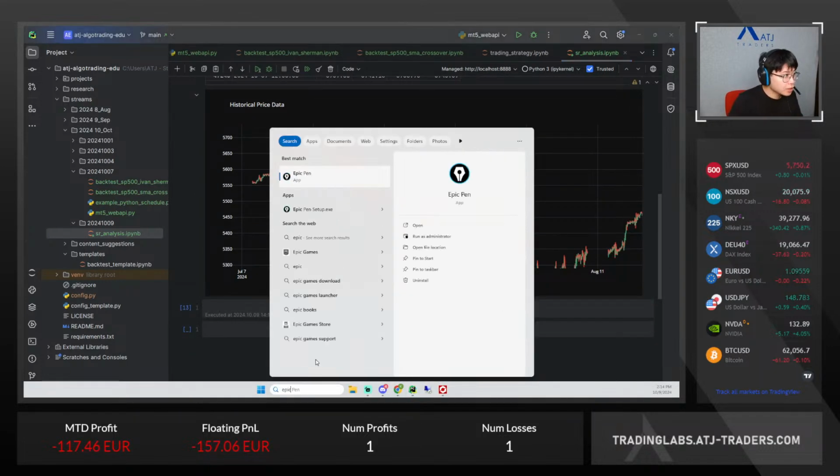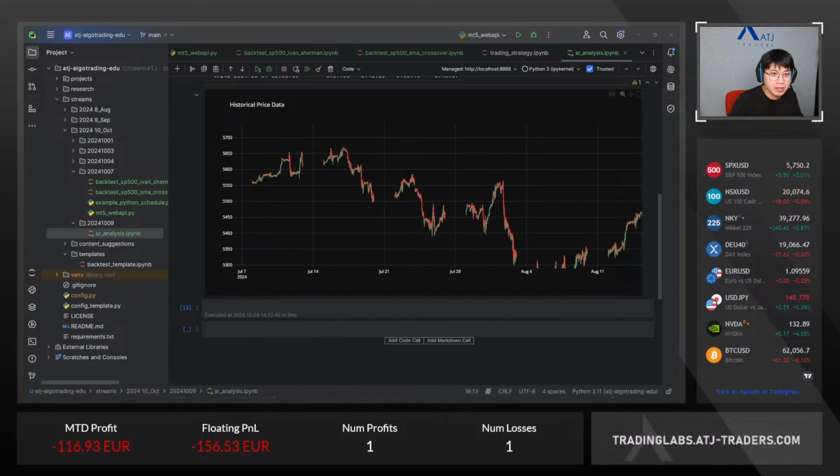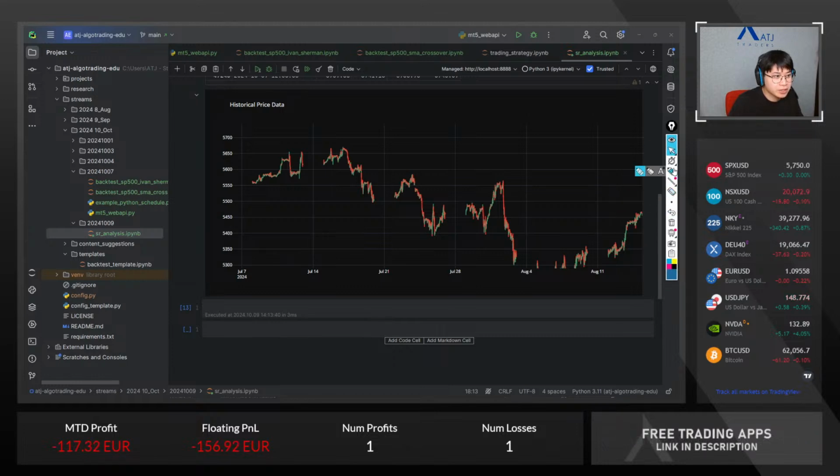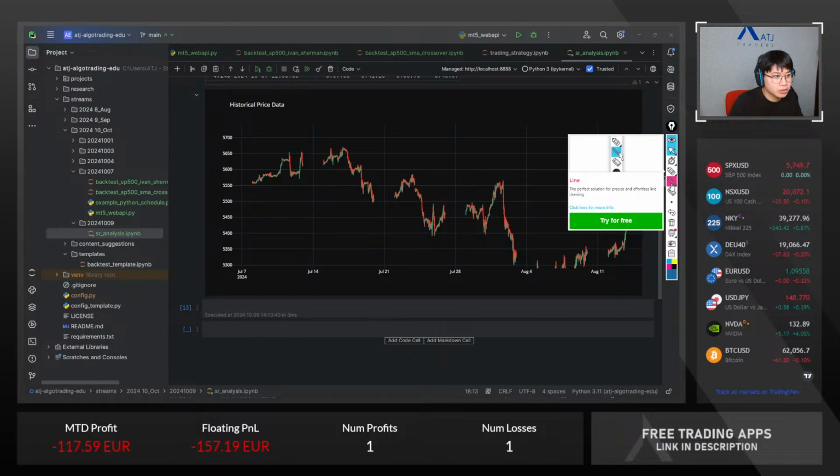the way guys, I'm using an app called Epic Pen. It's like a free tool, and this is what it looks like, and it's actually pretty neat, because you can draw with it, so it's kind of cool, or make lines.